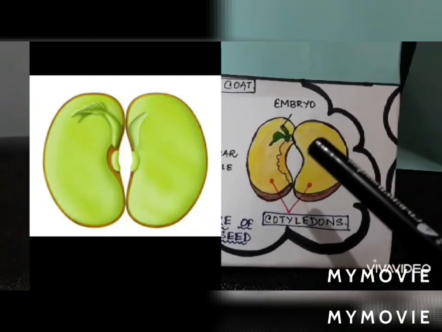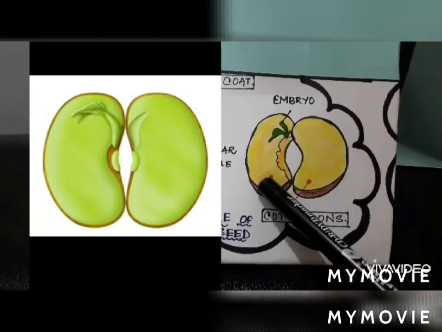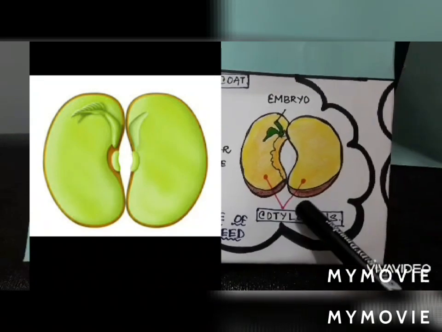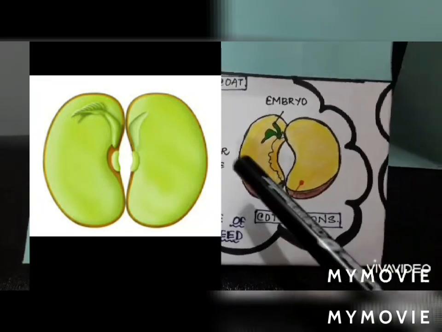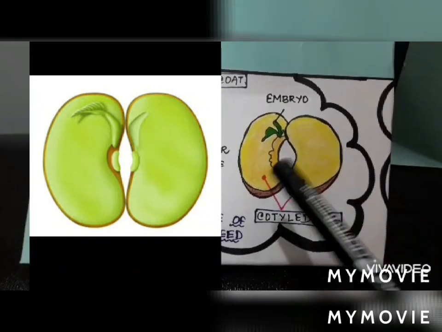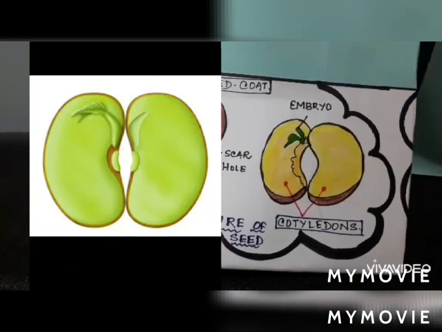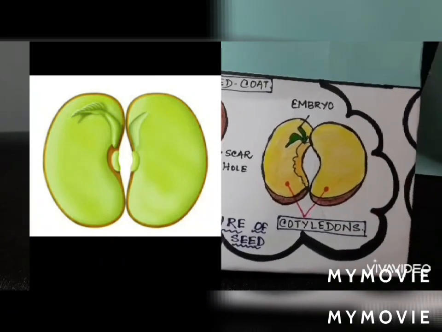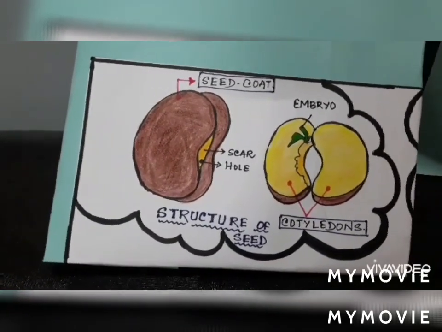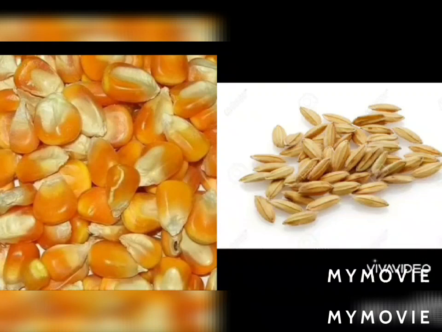I'm telling once again, the two halves of the seed are called the seed leaves and the two seed leaves are called the cotyledons. This one cotyledon, this another cotyledon. So these are two cotyledons of a seed. But all seeds do not have two cotyledons. Some seeds have only one seed leaf, so they are single cotyledon seeds. For example, corn and rice all have a single seed leaf.